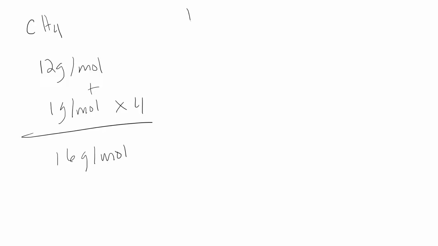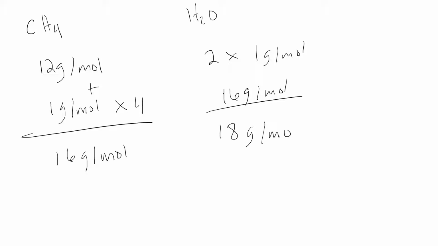Okay. If I have water, I know I have two hydrogens and one oxygen, so 2 times 1 gram per mole, and if we round up, oxygen is 16 grams per mole, which should leave me with 18 grams per mole for water.